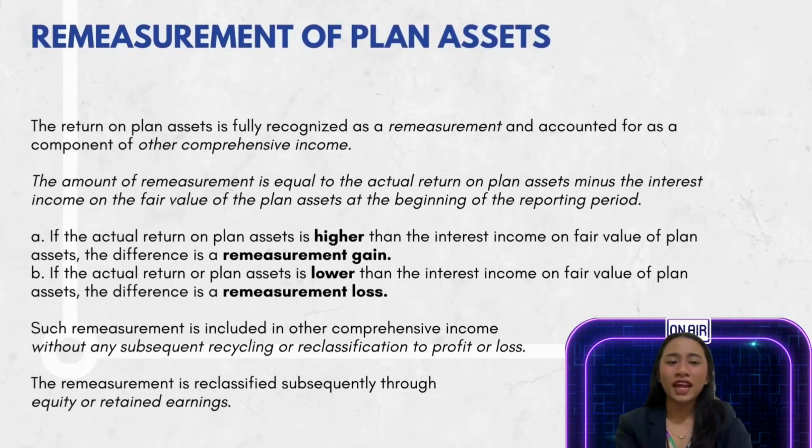The return on plan assets is fully recognized as a remeasurement and accounted for as a component of other comprehensive income. The amount of remeasurement is equal to the actual return on plan assets minus the interest income on the fair value of the plan assets at the beginning of the reporting period. Ang actual return ay ang totoong naging increase or change sa plan asset, and then kino-compare natin yon dahil may sinusolve tayo na remeasurement. Dinededuct natin ito sa interest income.